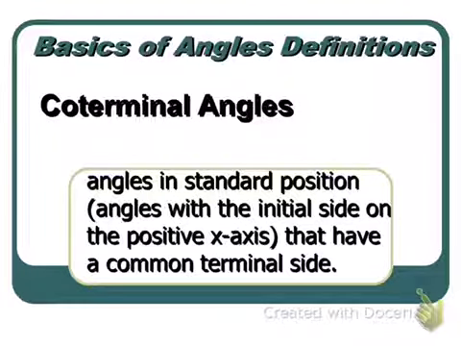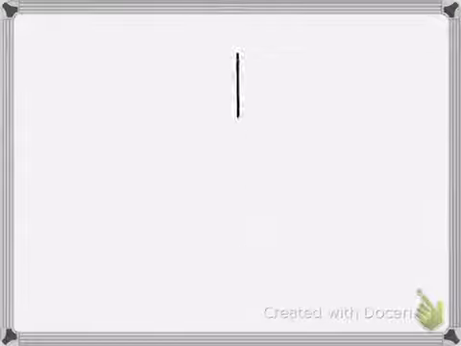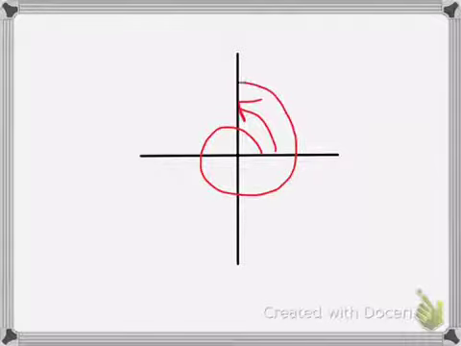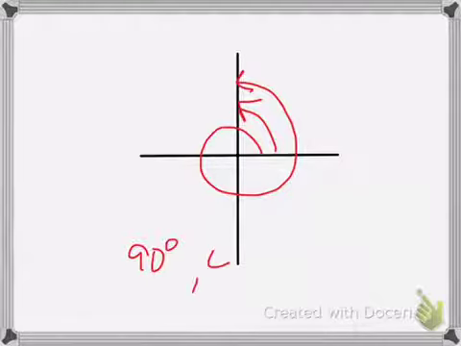That works, right? 90 degrees and 450 degrees would work because 90 degrees is just right here. That's 90 degrees. 450 would be all the way around 360 degrees plus 90 more. So 90 degrees and 450 degrees definitely are coterminal angles.